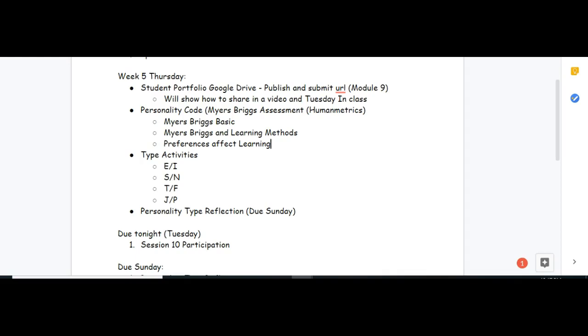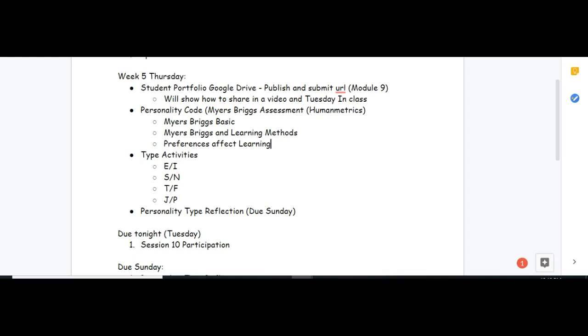First of all, we looked at the student portfolio and making sure we had all of our files in Google Drive. It looks like we have that, but we'll need to go back and share the files on Google Drive and to share the website. And I'll show you how to do that in a video and then in class on Tuesday.